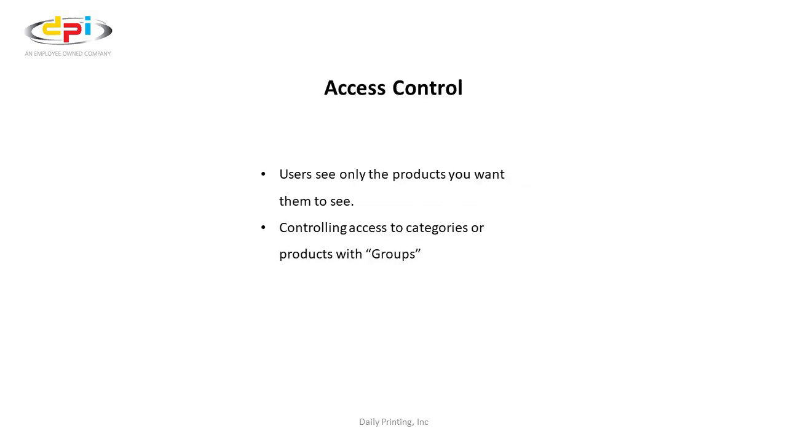The next feature that is worth mentioning is access control. Let's say you want one group of people to be able to access only business cards and the other group that can only access brochures. With group settings, we create groups that have access to different categories on your storefront and only users assigned to these groups can access them.